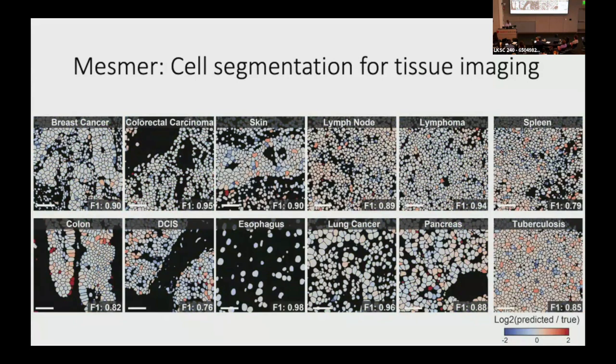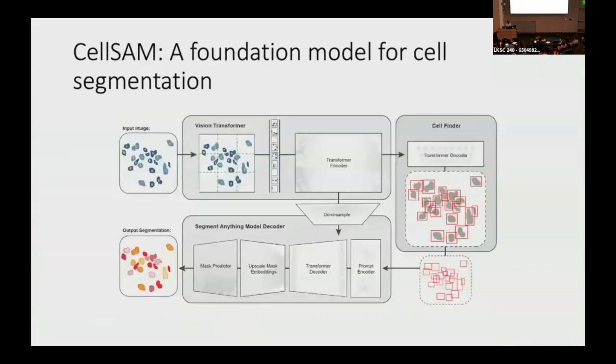Okay, so that's great, a lot of progress. But the issue that this field has faced over the past couple of years as these models came online is just fragmentation. Every different domain would have its own set of models that worked well for that domain. If you have tissue images, then you had Mesmer.